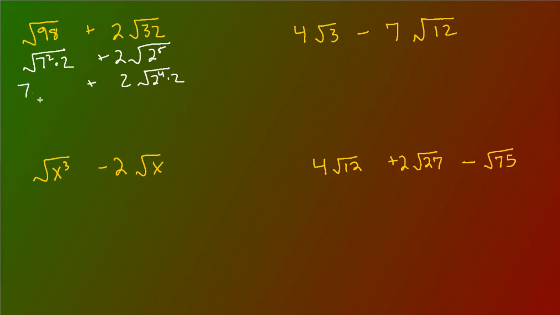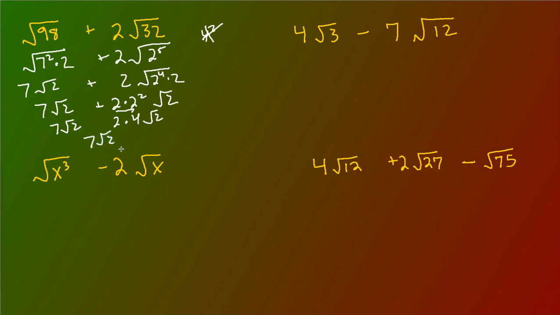I'll do that square root. And the square root of 2 to the fourth is 2 squared. So what is this? It's not 16. It's very tempting to do 2 times 2 and get 4 squared, but that's wrong. Exponent first. So it's 2 times 4 root 2. I did that exponent first. So I have 7 root 2 plus 8 root 2, and I get 15 root 2.